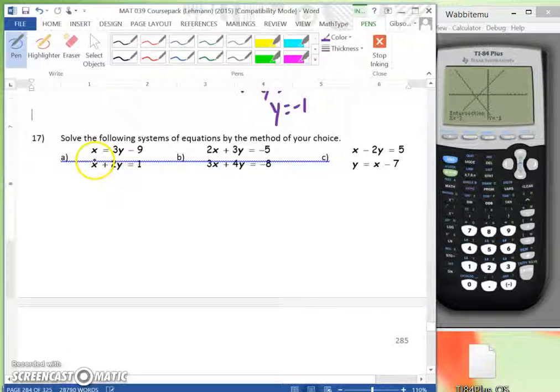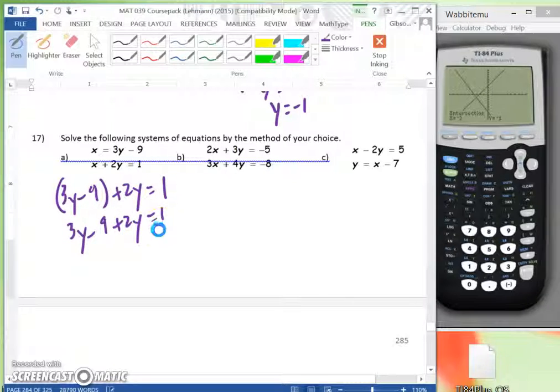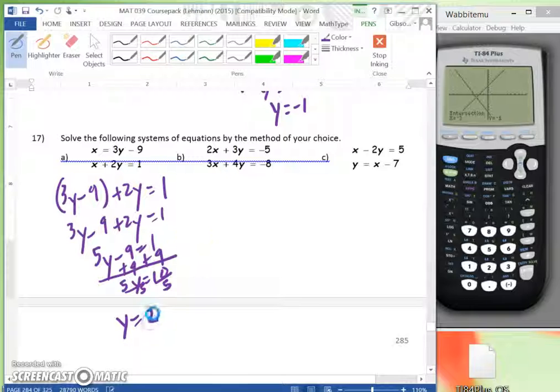Now with A here, we notice that x is by itself. So that means we can use the substitution method. So we can substitute in 3y minus 9 in the second equation, plus 2y equals 1. So now we notice there's nothing we can do inside this parenthesis. So we have 3y minus 9 plus 2y equals 1. 3y plus 2y is 5y. Minus 9 equals 1. We add 9 on both sides, and 5y equals 10. We divide each side by 5, and we know y will give us 2.